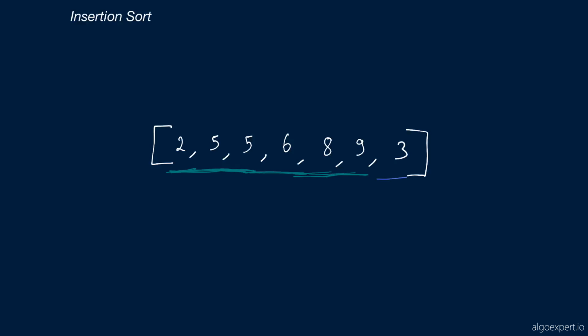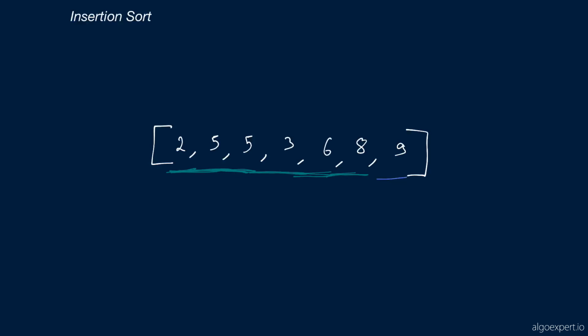So now we are left with 3. We want to insert 3 in the sublist. So compare 3 to 9. Obviously, here we're going to swap them. So we're going to have 3 and 9. Then compare 8 to 3. Again, we're going to swap them because 3 is less than 8. Now compare 3 to 6. We're also going to swap them. So now we can put 3 here and 6 here.